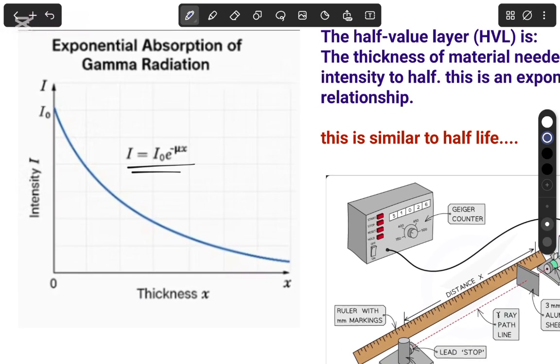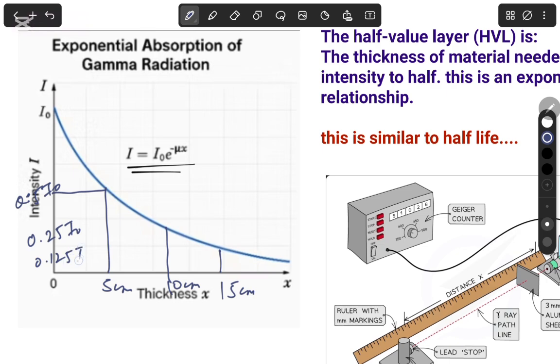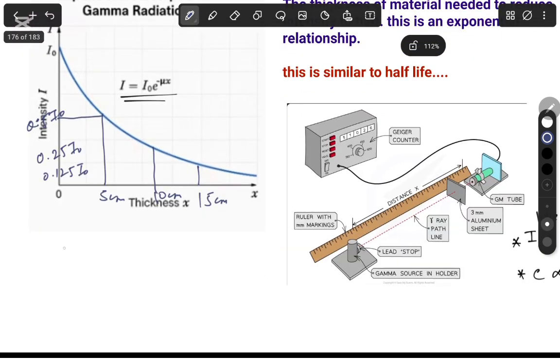That will be the half value layer or half thickness. So let's say that value is going to be 5 centimeter. So you're going to have 0.5 I naught, okay? And then if you add another 5 and it goes to 10 centimeter, then it's going to become 0.25 I naught. If you add another 5, 15 centimeter, 0.125 I naught. Okay, so the first half thickness is going to be 0.5 I naught.